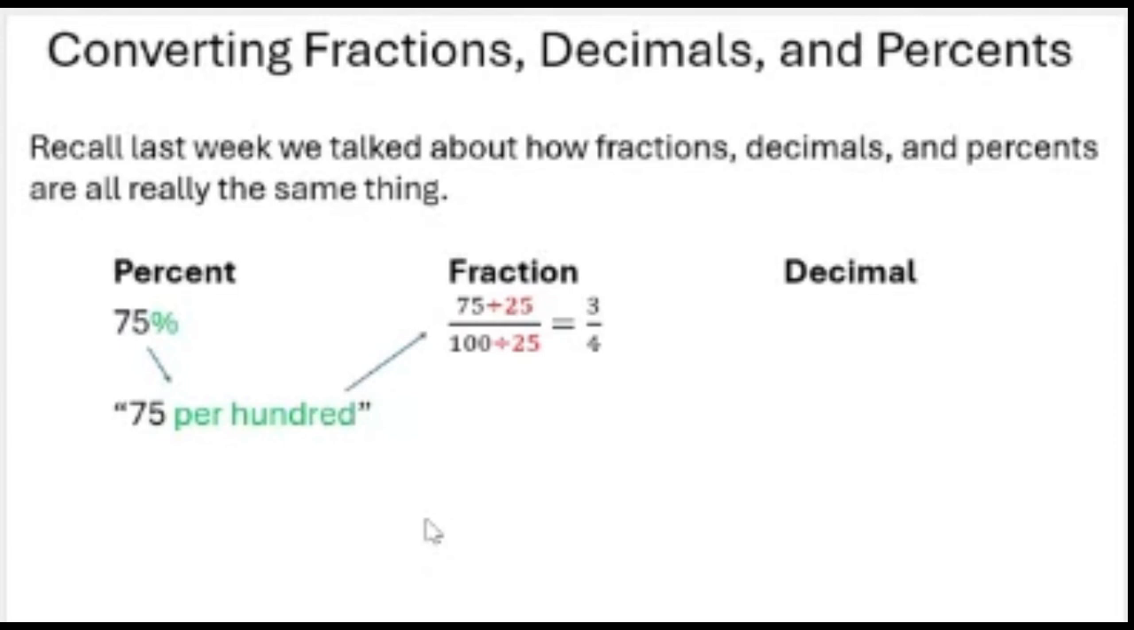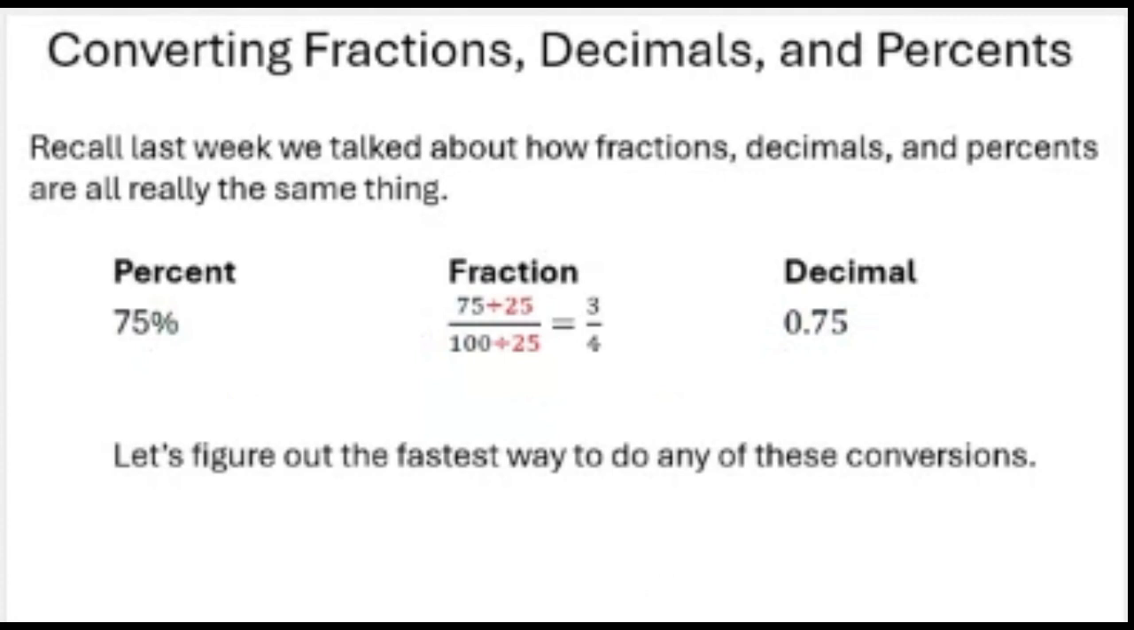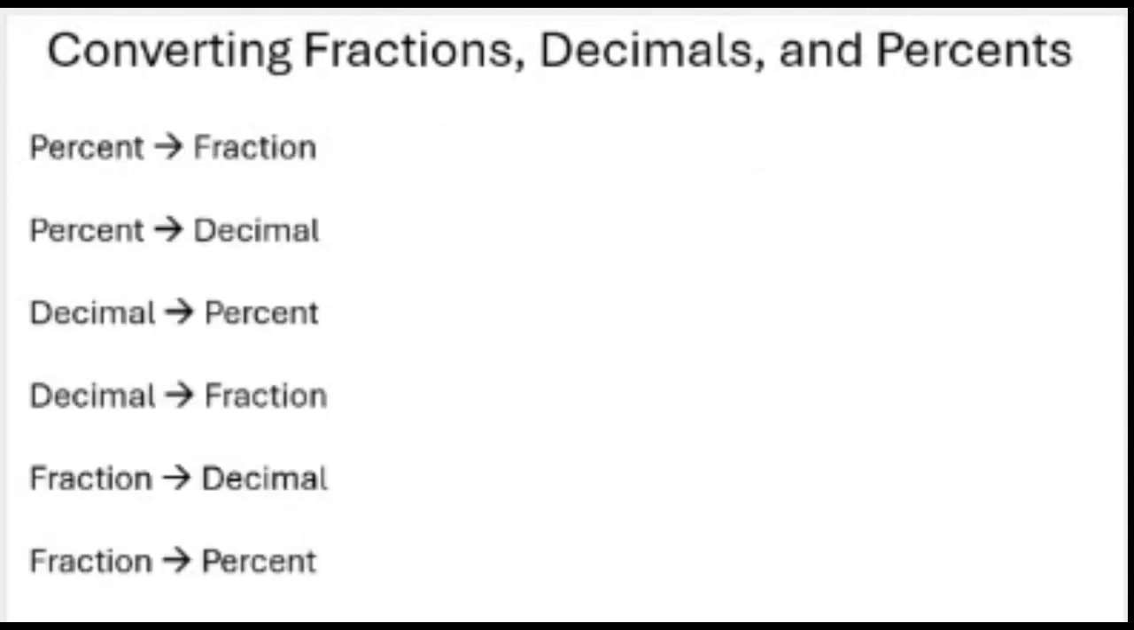And then if we want to go to a decimal, we're going to remind ourselves that how we wrote this over here, 75 over 100, we literally read that decimal out as 75 hundredths. And we write the decimal 75 hundredths as 0.75, because remember, the tenths is the first one and the hundredths is the second. So if you go to the second decimal, it is hundredths. So there is just a reminder of how these three things are all the same. And what we're going to do is try and figure out the fastest way to go from any one of these to any one of the others.